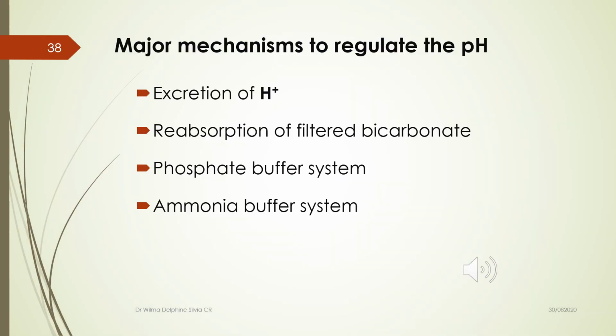There are four major mechanisms to regulate the pH of the body fluids by the renal system. The first one is excretion of hydrogen ions, and the second one is reabsorption of the filtered bicarbonate. The third one is the phosphate buffer system, and the fourth one is the ammonia buffer system.